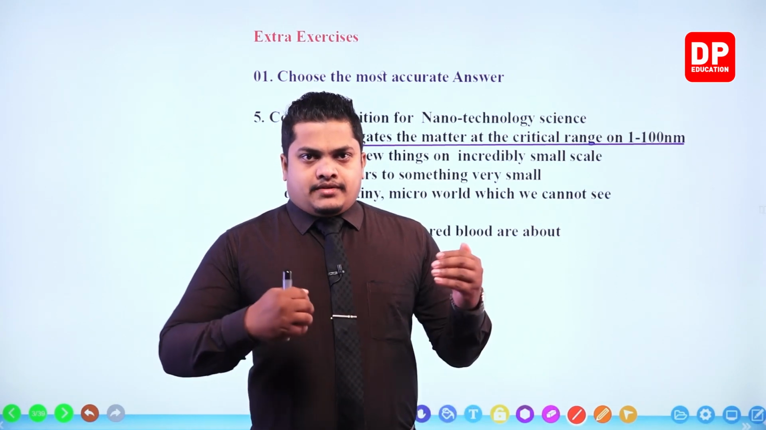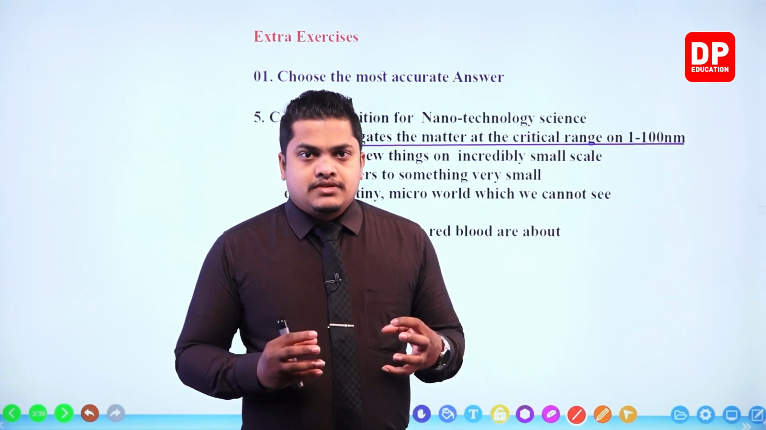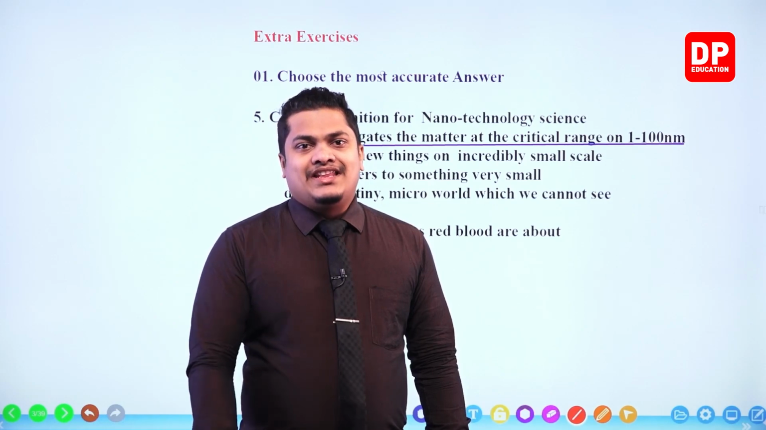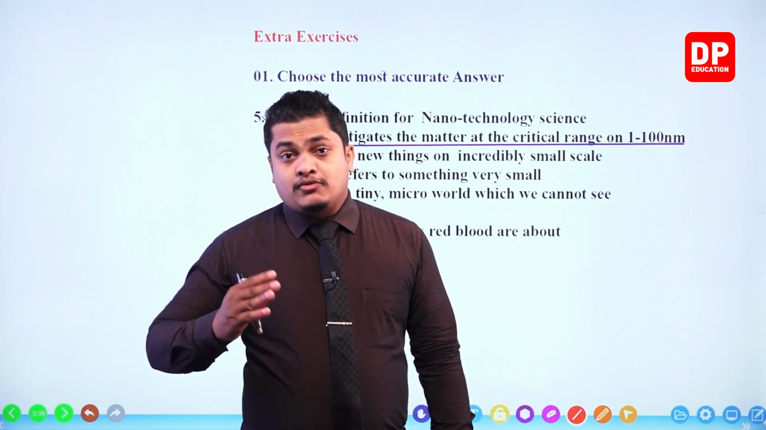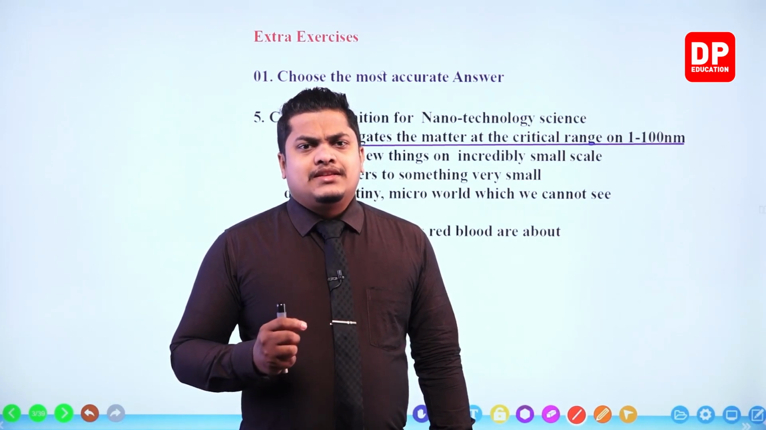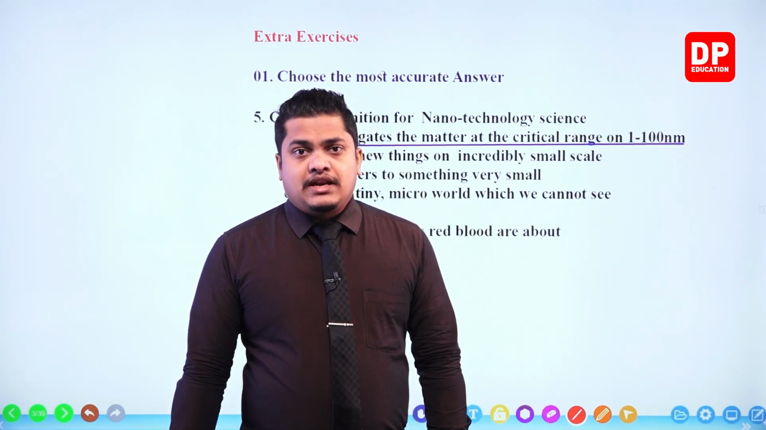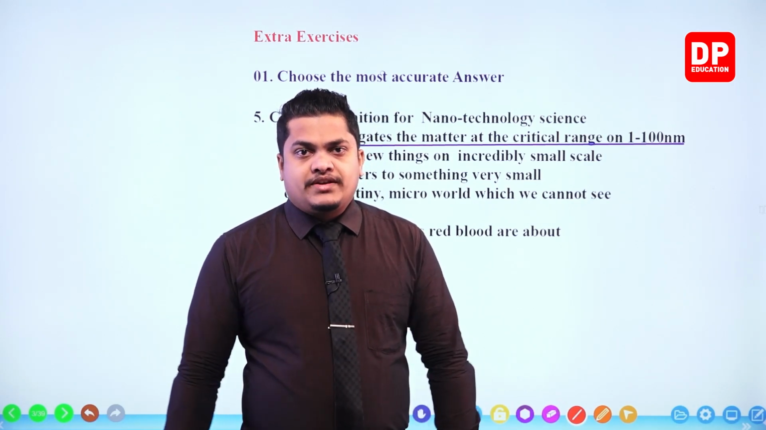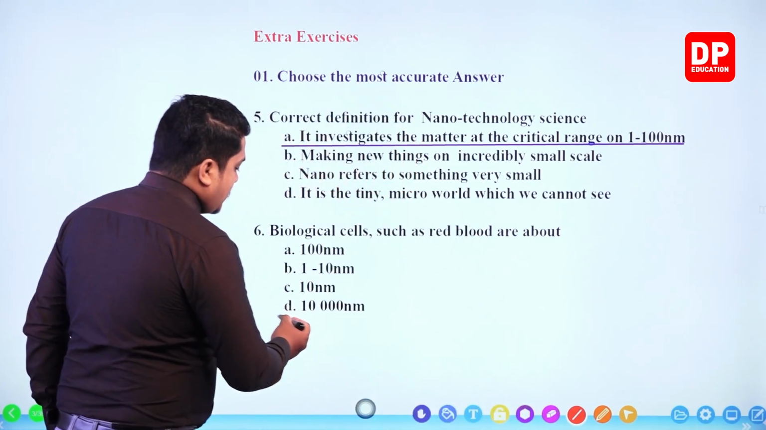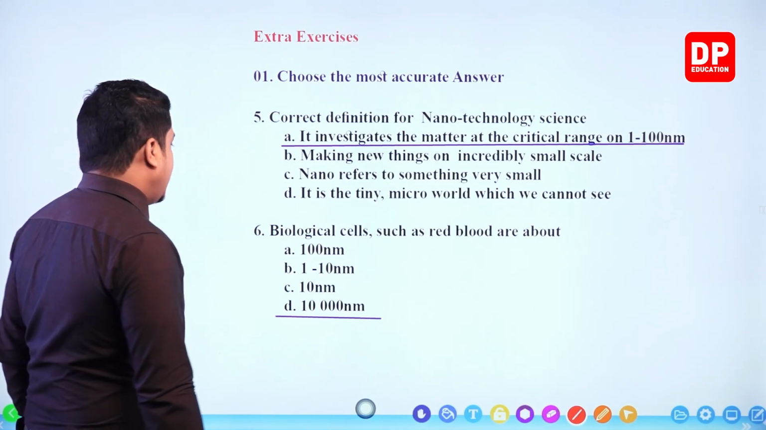We know that nanotechnology refers to molecules which are at the tiny scale. So if they are referring to molecules, a cell is made up of several thousands of kinds of structures or molecules, no? So definitely the size of the cell should be greater than the nanoscale level, which is 1 to 100 nanometers. Therefore, our answer for this one should be 10,000 nanometers. Right, then the next one.